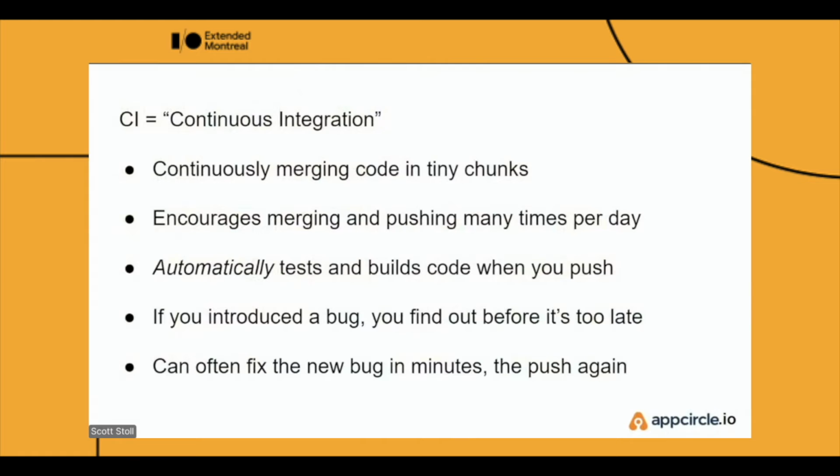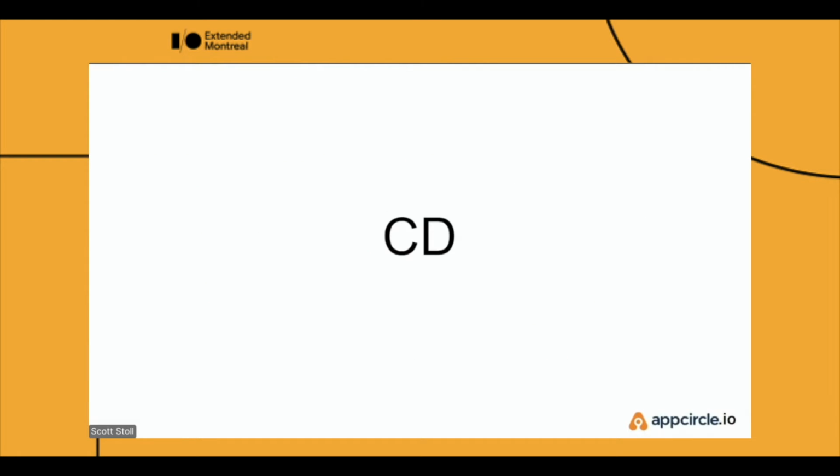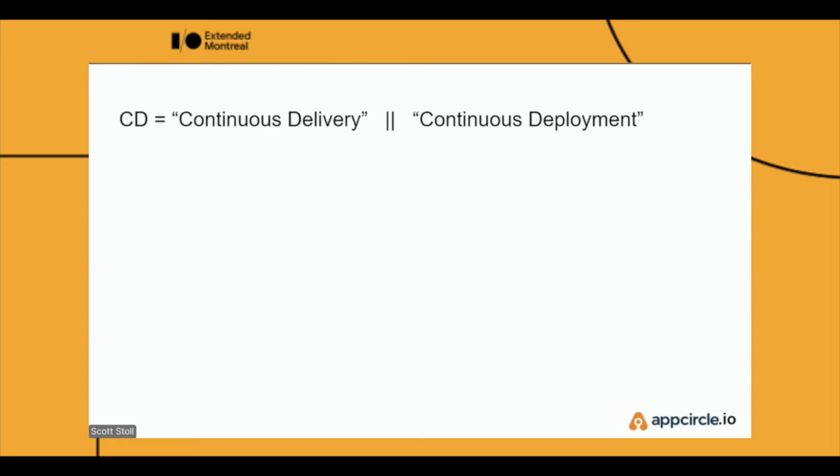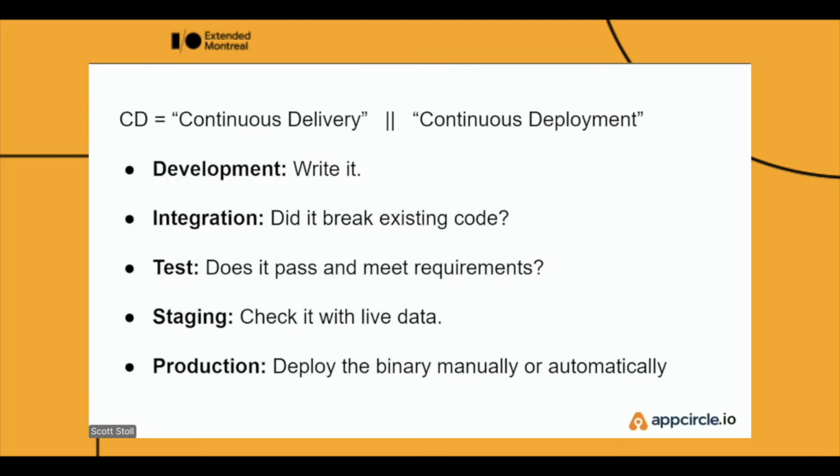So next, what is CD? Well, we have to take on a different question. Which CD? Because there are two. There is continuous delivery, or we could be talking about continuous deployment. So to understand the difference, let's take a look at that life cycle again. We write it. Did it break existing code? Does it pass and meet requirements? Check it with live data and deploy the binary.